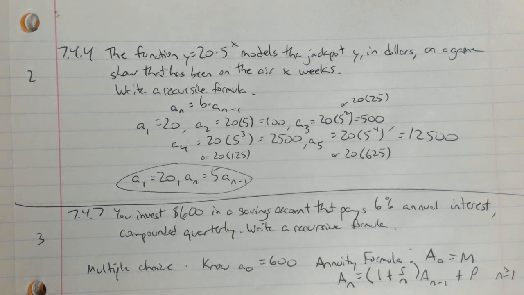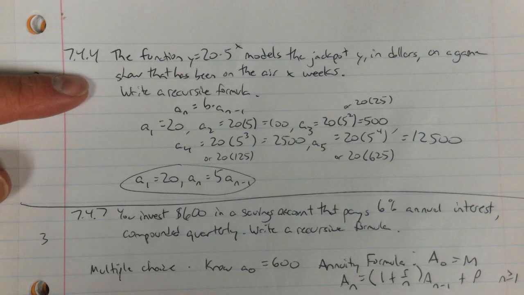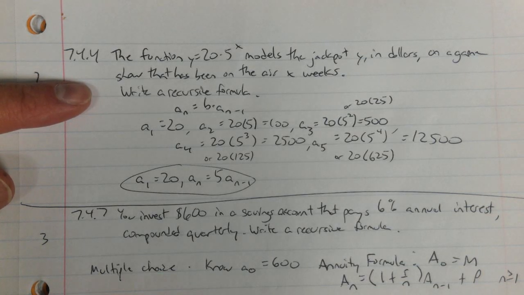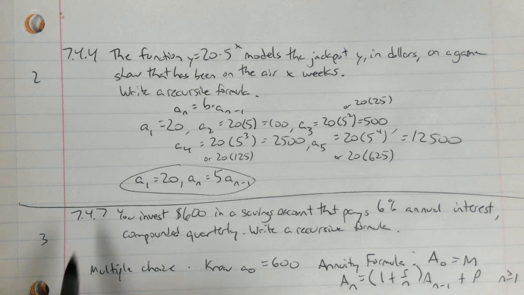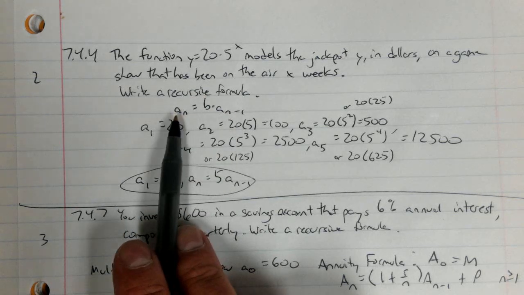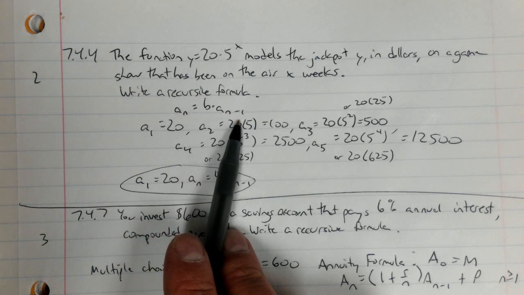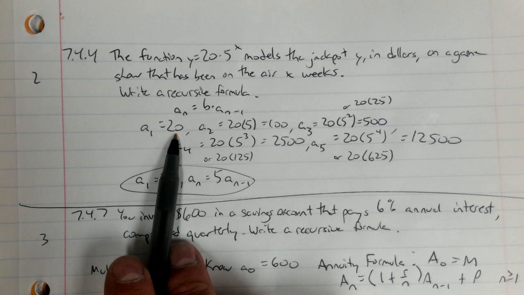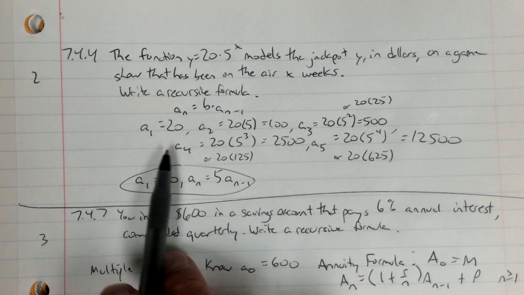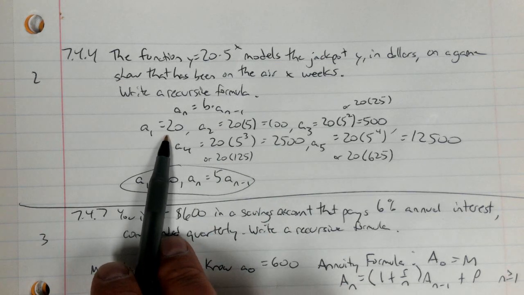Okay, on our next question, they say the function y equals 20 times 5 to the x models the jackpot y in dollars on a game show that has been on the air x weeks. Write a recursive formula. Okay, so again, recursive has subscripts. That's a_n equals b times a_(n-1). Our initial is 20 because it's always the number in front when we have exponential functions. And then we just got to figure out how things work out.